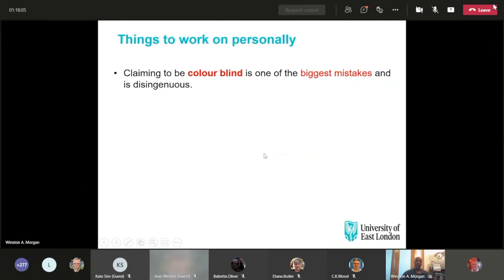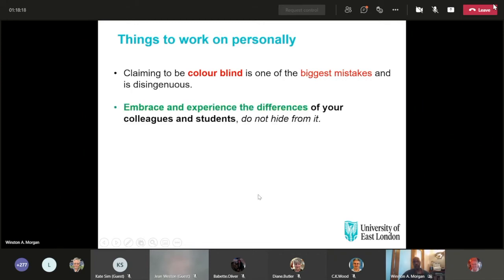Claiming to be colorblind is one of the things that you mustn't do. It's a big mistake, and it's also disingenuous because we all see color, we all see race. Let's not pretend, and our students expect us to see their color, their race, their ethnicity, but you don't have to necessarily make that a disadvantage, as I will say in a minute.